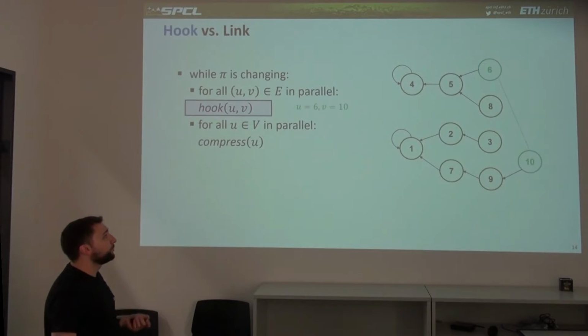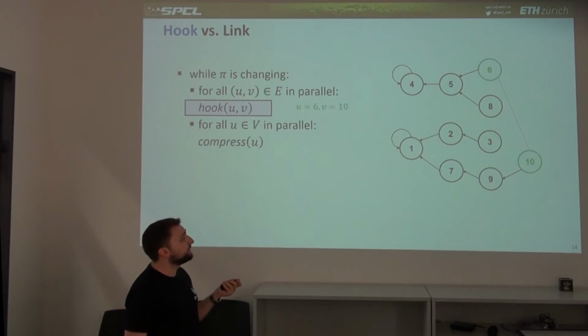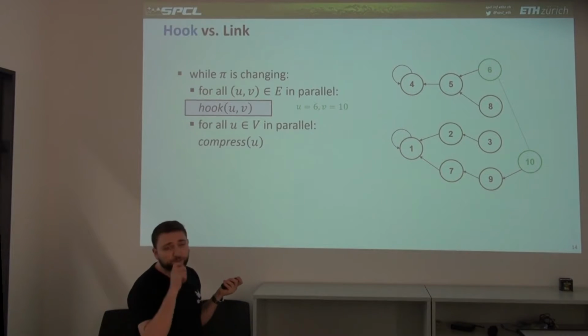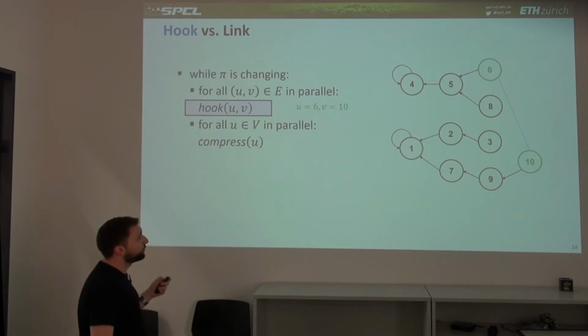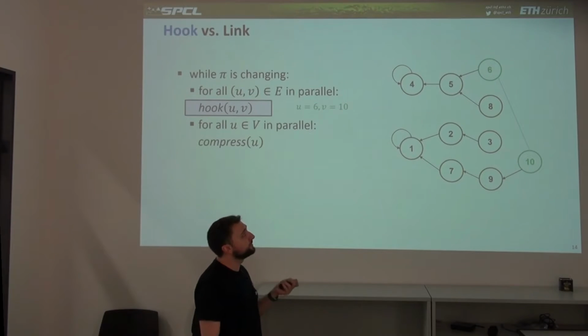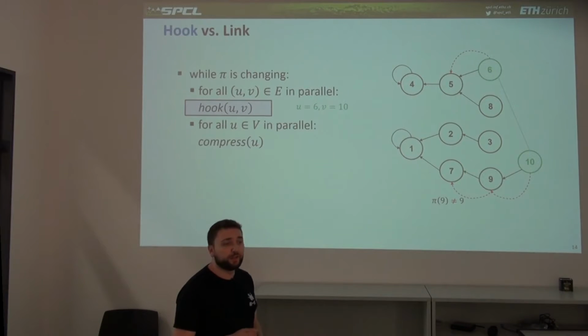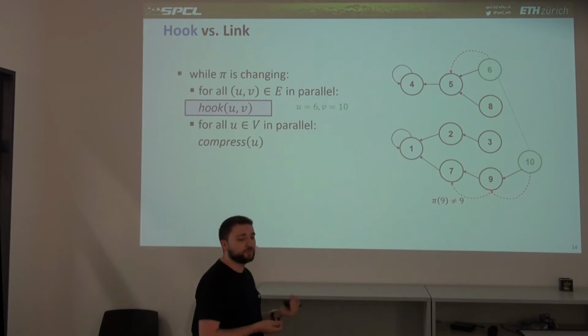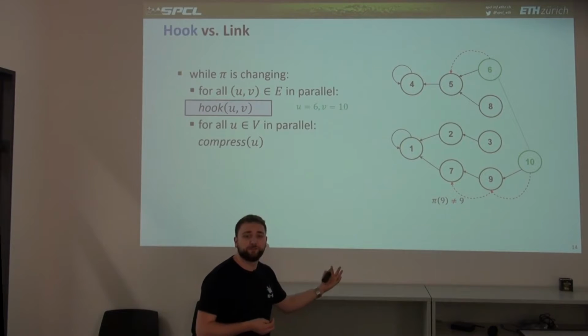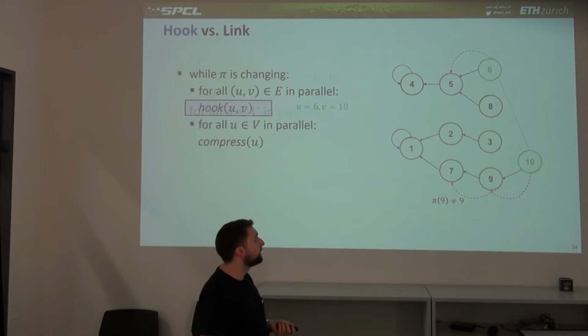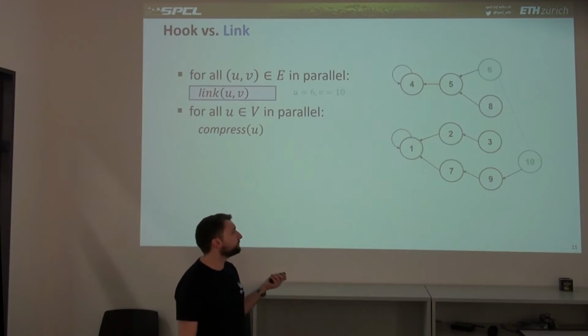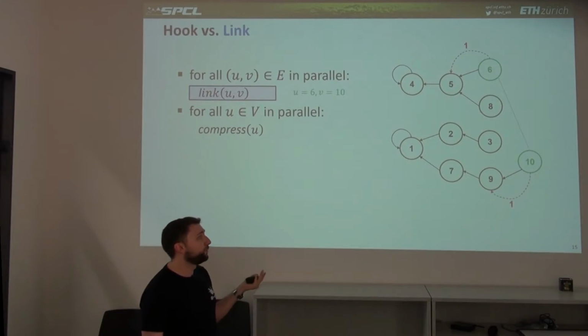Let's take hook, for example, with the edge between 6 and 10, and this is the parent pointing tree structure. What will happen in this specific case is that we have the node 6 and the node 10. They have their parents, 5 and 9. 9 is, of course, the higher one, but 9 does not point to itself. So the hook procedure will fail, and upon other hooks and compress operations, maybe in a future step it will actually hook those trees.